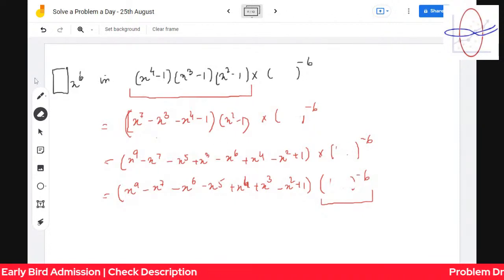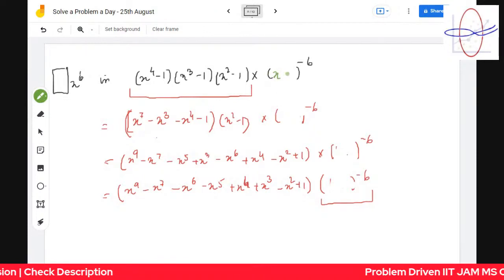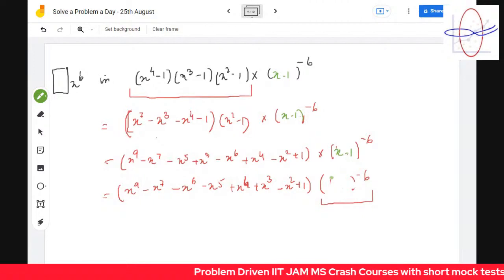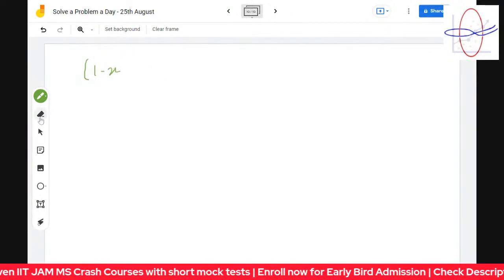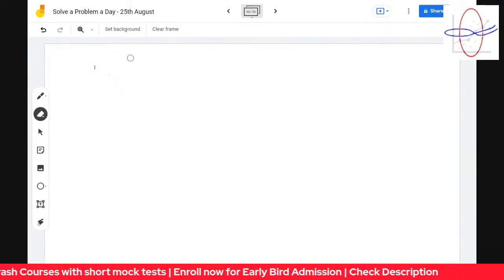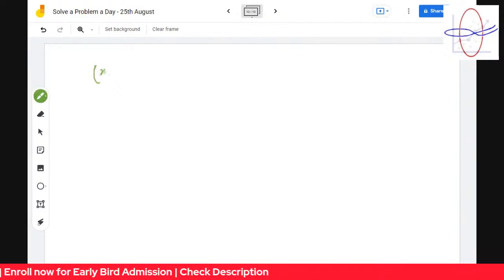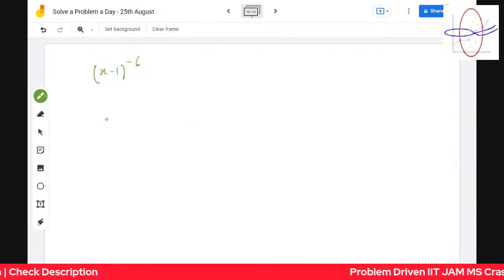So what we do is the following. Let's do x minus 1, x minus 1, x minus 1, x minus 1. So when you do the expansion of x minus 1 whole to the power 6, how to do it? Use the binomial theorem. We use the binomial theorem. So how do you do it? There's a specific way of using it.